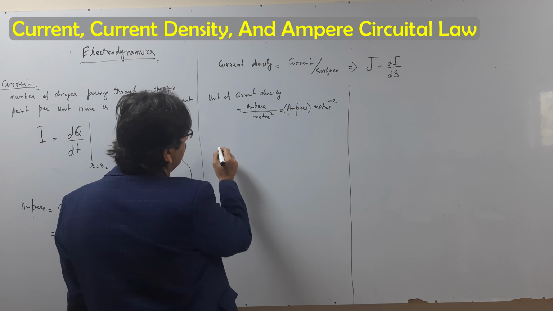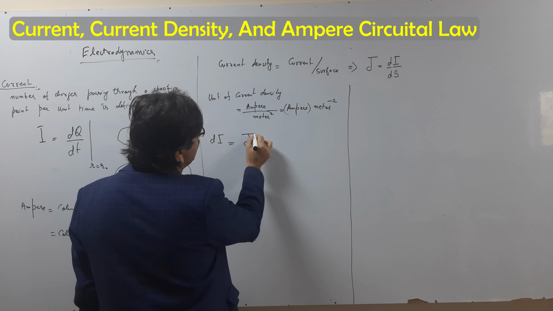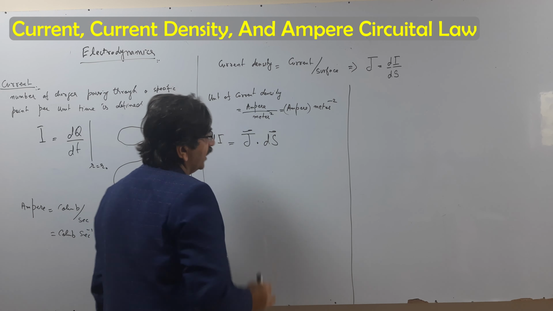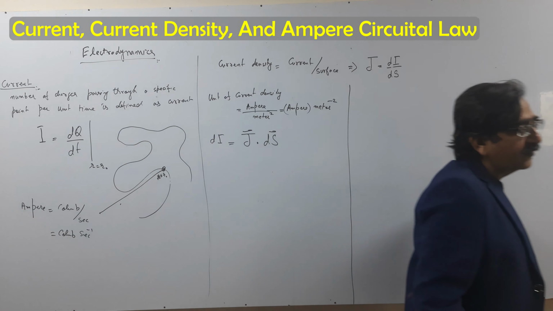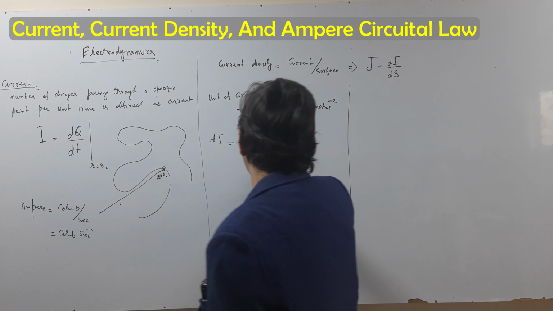And di is actually J dot ds. There will be a dot product, because surface is a vector and current density will also be a vector quantity, so their dot product will give this.